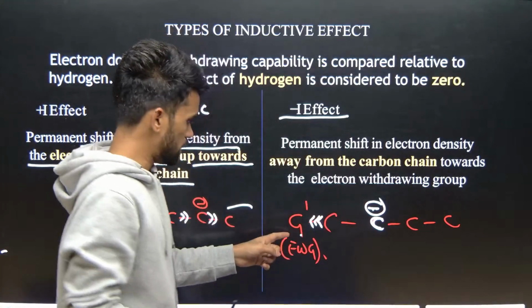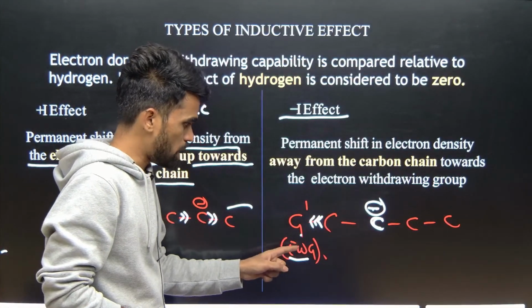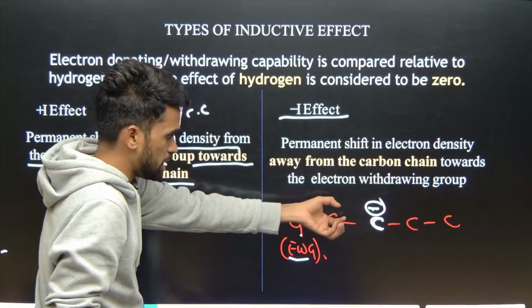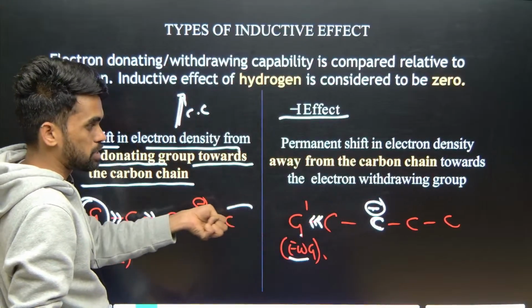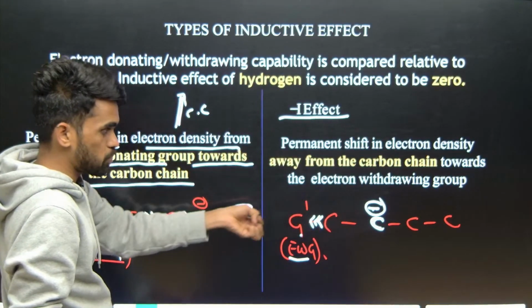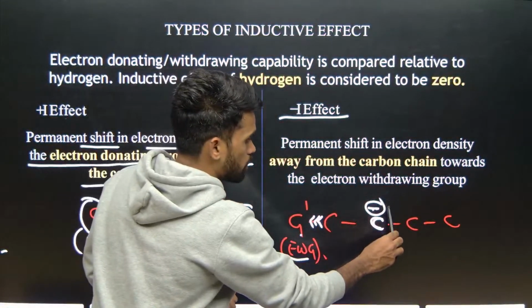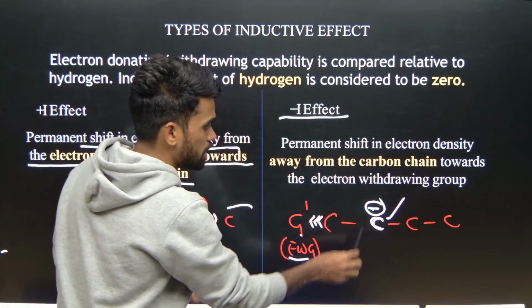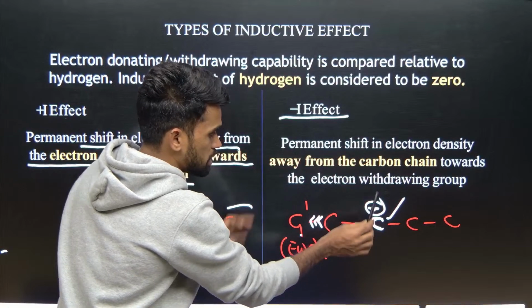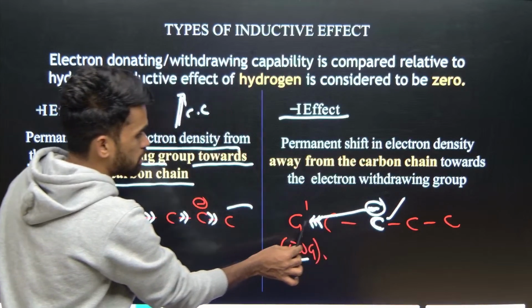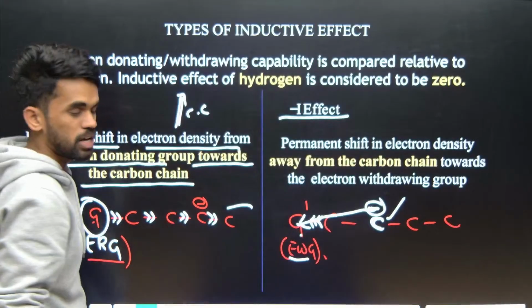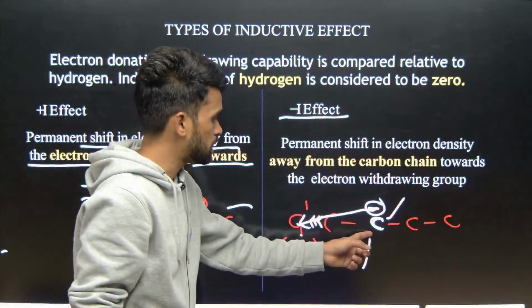So now here we have an electron withdrawing group. What will it be doing? It has a nature to withdraw electrons from the carbon chain. If it is withdrawing the electrons from the carbon chain, the stability of the carbanion will be increased. Why? The electron density, instead of sitting on one carbon, is shared towards this group G, the electron withdrawing group side. Therefore, its stability increases.